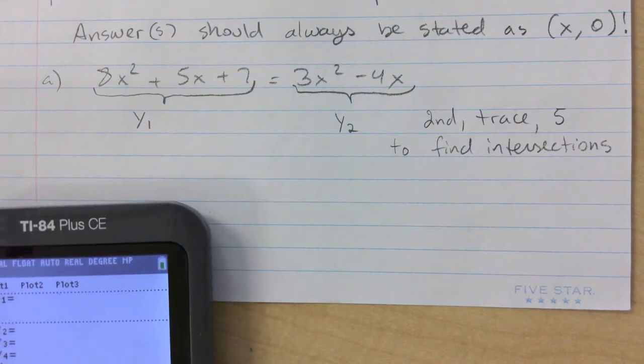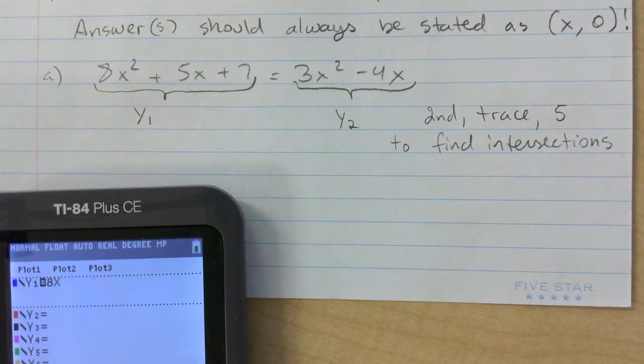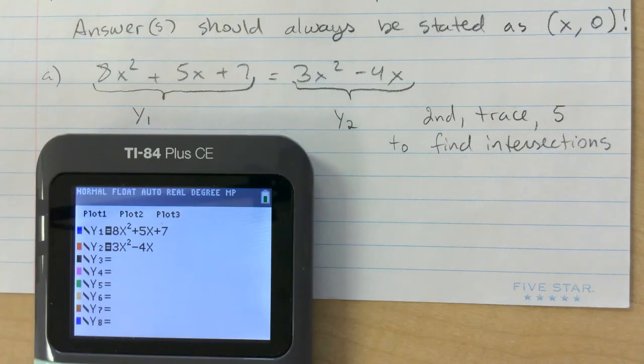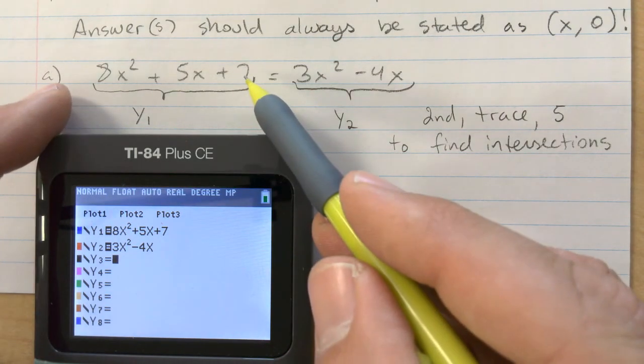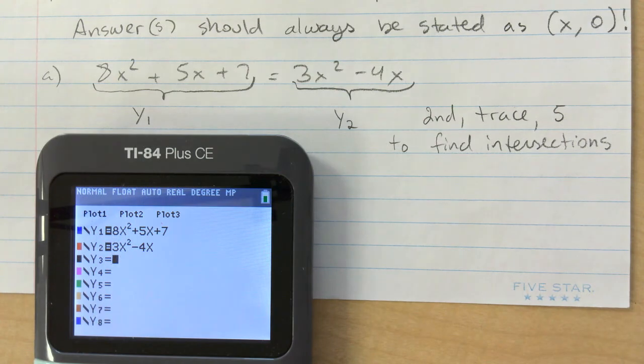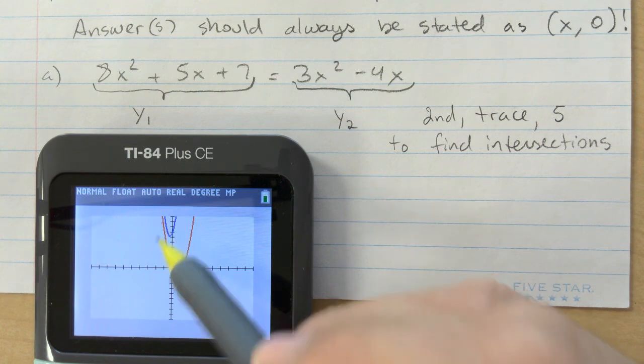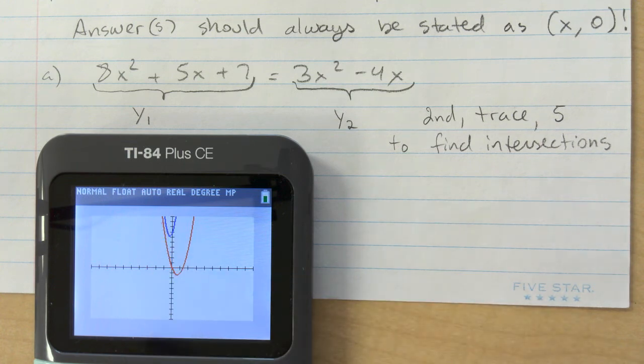And do that. So we're going to go 8x squared plus 5x plus 7, 3x squared minus 4x, like that, okay? So this goes into y1 and the right side goes into y2. Then hit graph. There's one. There's the other. And you're going to have to find the point where they cross each other, the intersections.